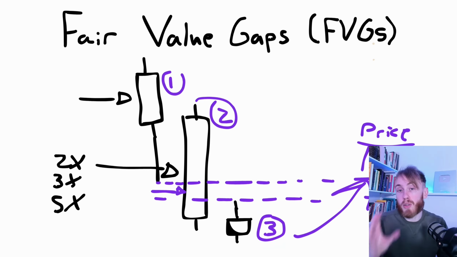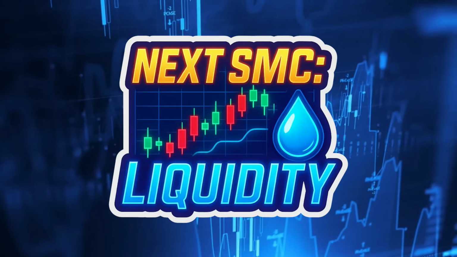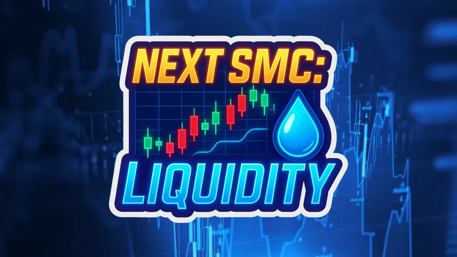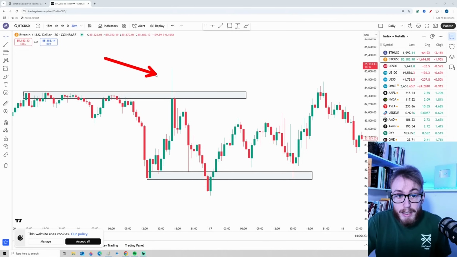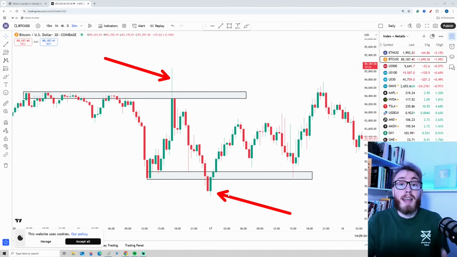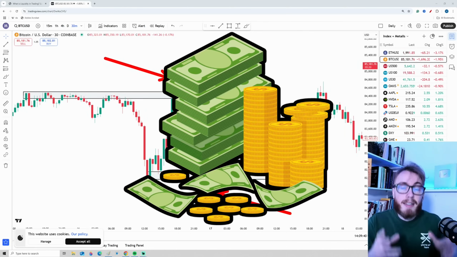But don't worry, we will talk more about that later on in this course. But for now, this is all you need to know about fair value gaps. So what exactly is liquidity in trading? And how do we identify and trade liquidity grabs and liquidity sweeps, step by step, to make money?